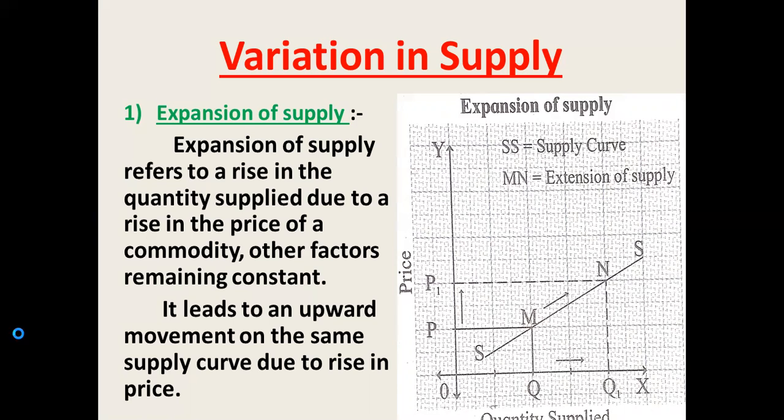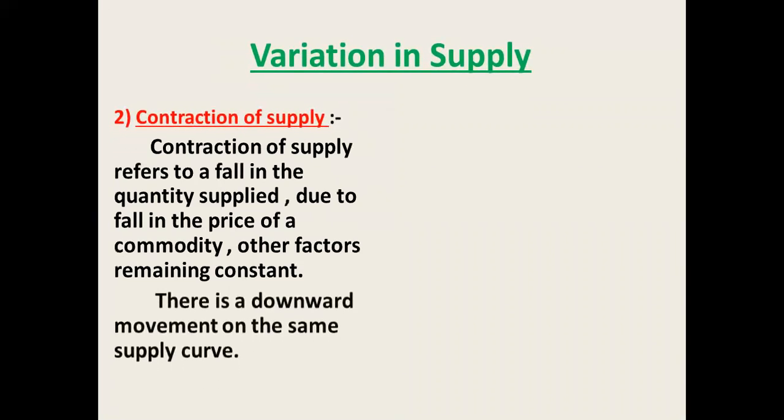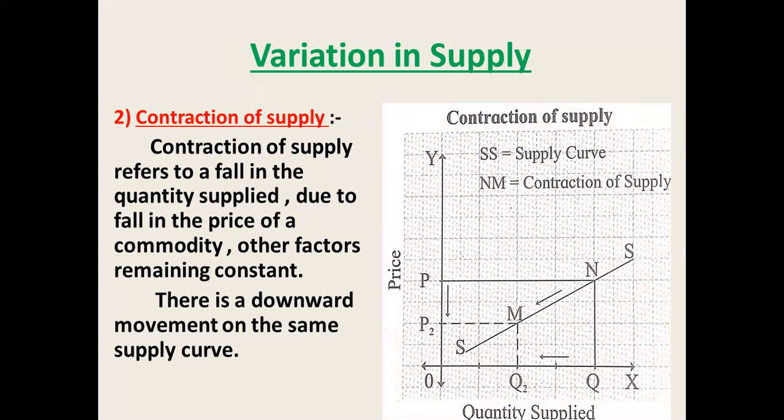So let's discuss the second type of variation in supply, that is the contraction of supply. What is the meaning of the contraction of supply? See now, on your screen I have shown the definition of the contraction of supply. It refers to a fall in quantity supplied due to a fall in the price of a commodity, other factors remaining constant. In the first part, expansion of supply, we assumed the price will rise. But in the contraction of supply, the price will fall, while we assume the other factors remain constant. That's why it is called the contraction of supply.